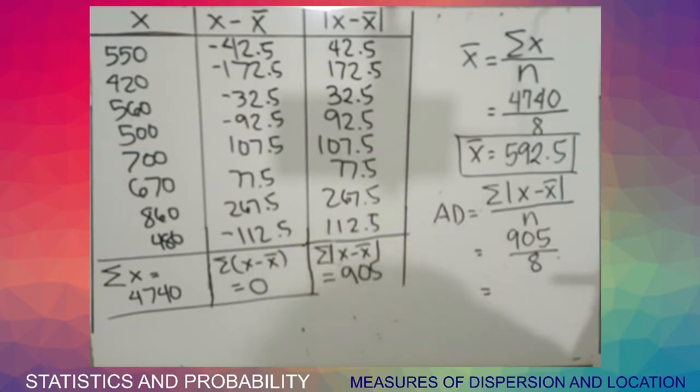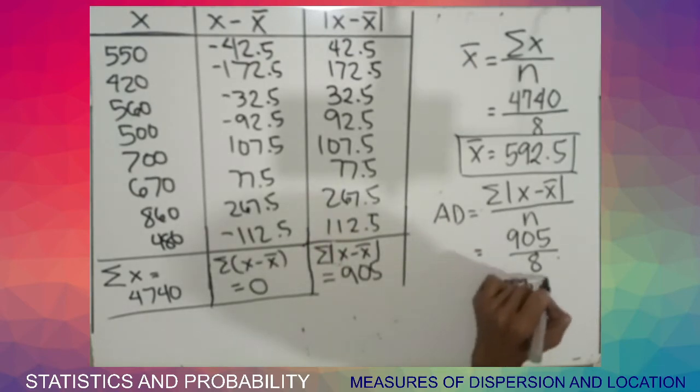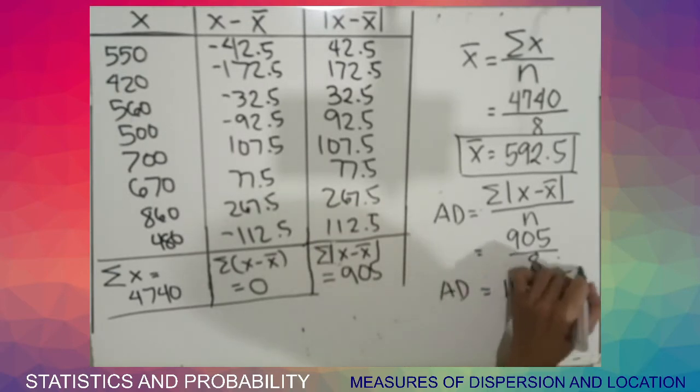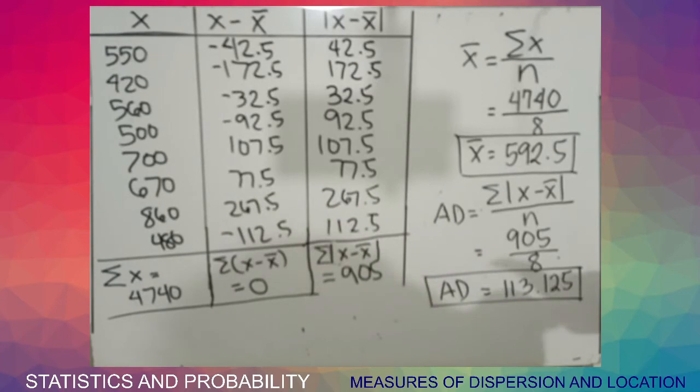Okay. So, divide natin. 905 divided by 8. So, 113.125 yung ating value ng average deviation. Okay. So, nakuha na natin.